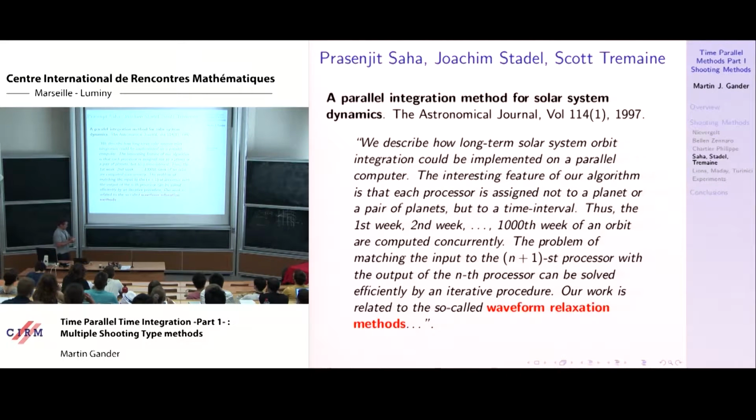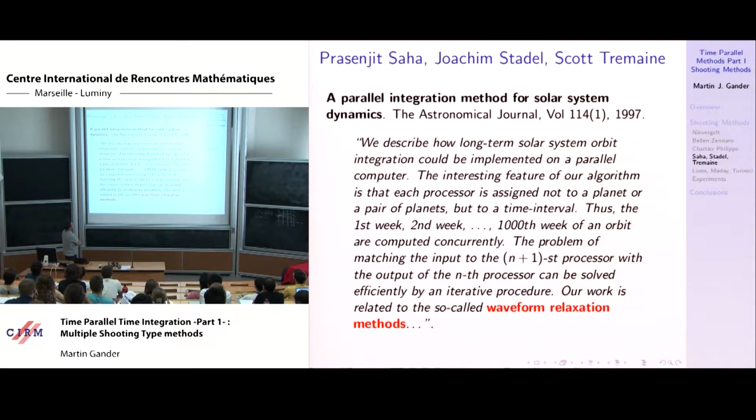And the next very important contribution is by Saha, Stadel, and Tremaine. They come from the application area of solar dynamics and planetary dynamics. And they say we describe how long-term solar system orbit integration could be implemented on a parallel computer. The interesting feature of our algorithm is that each processor is assigned not to a planet or a pair of planets, but to a time interval. Thus, the first week, second week, up to the 1000th week of an orbit are computed concurrently.